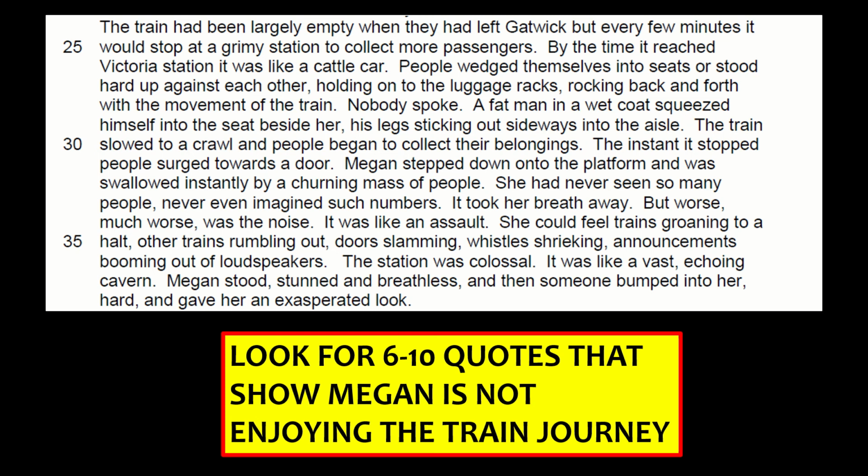The station was colossal. It was like a vast, echoing cavern. Megan stood stunned and breathless, and then someone bumped into her hard and gave her an exasperated look.